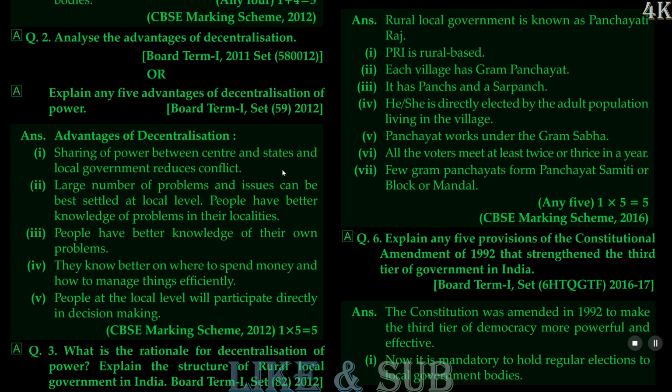2. Large number of problems and issues can be best settled at local level. People have better knowledge of problems in their localities. 3. People have better knowledge of their own problems. 4. They know better on where to spend money and how to manage things efficiently. 5. People at the local level will participate directly in decision making.